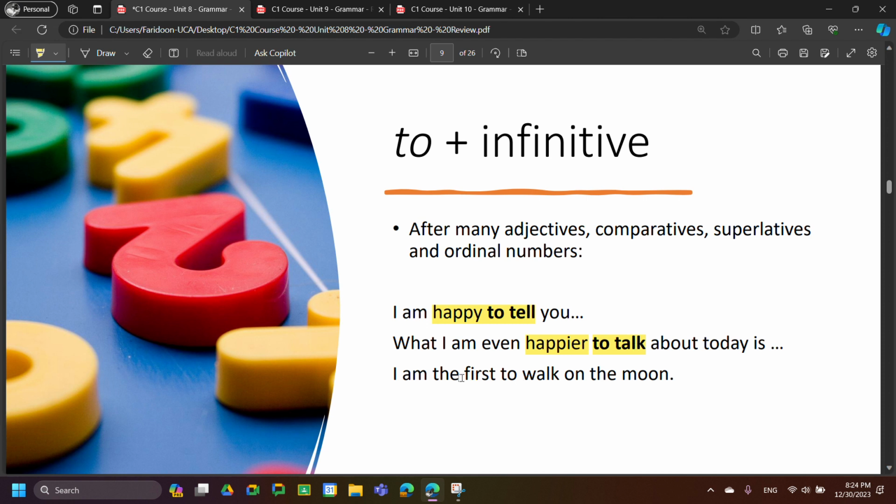And the other one is going to be the ordinal number first. I'm the first to walk on the moon. She's the second person to, I don't know, to teach this class. Like whatever you want to say, of course, it is going to be after ordinal numbers as well. Okay?